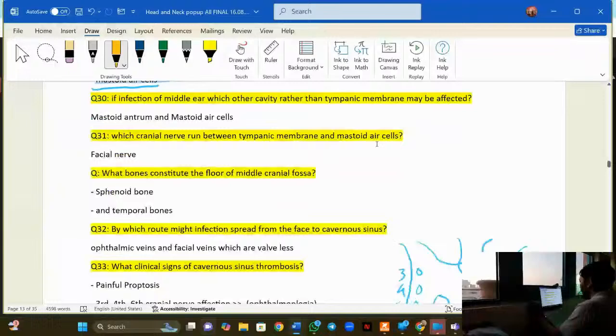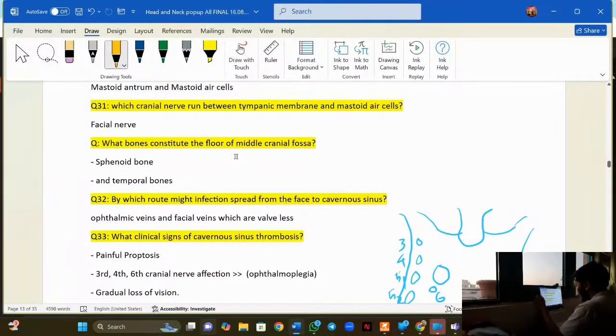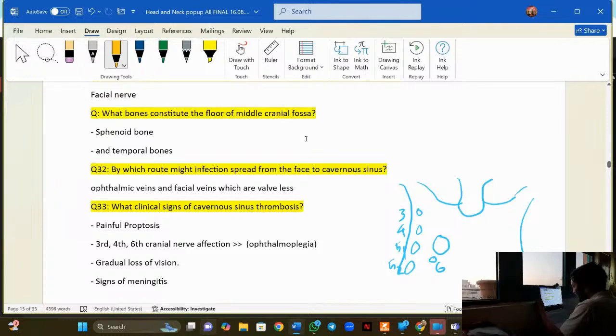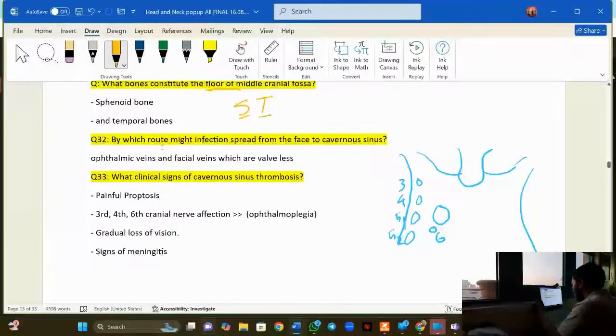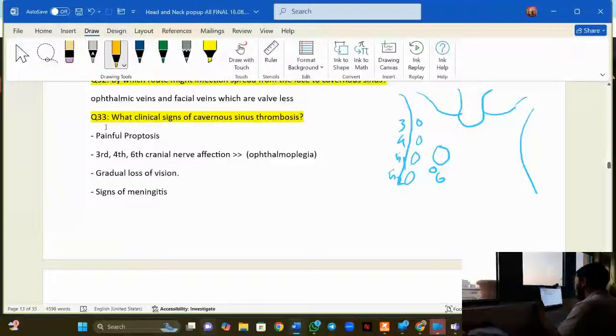What bones constitute the floor of the middle cranial fossa? Sphenoid and temporal bone. By which route might infection spread from the face to the cavernous sinus? Through the ophthalmic vein and facial vein, which are valveless. What are the clinical signs of cavernous sinus thrombosis? Painful proptosis, third, fourth, and sixth cranial nerve ophthalmoplegia, gradual loss of vision, and signs of meningitis.